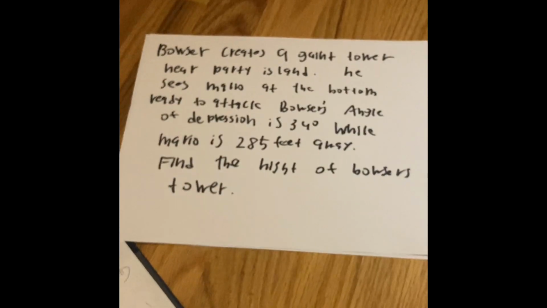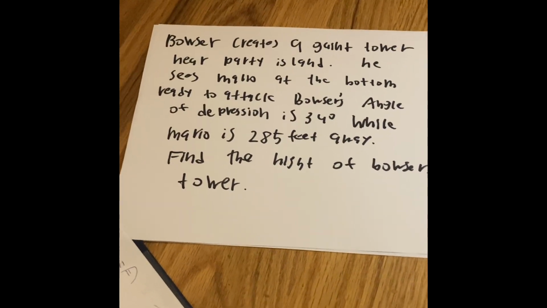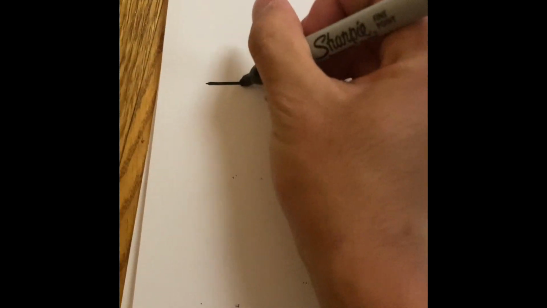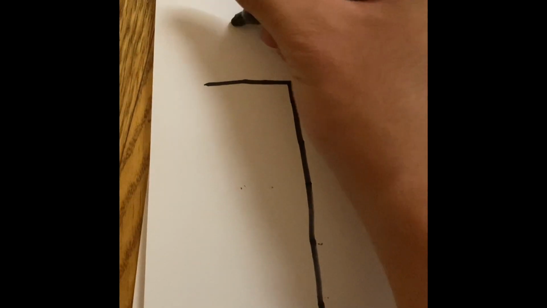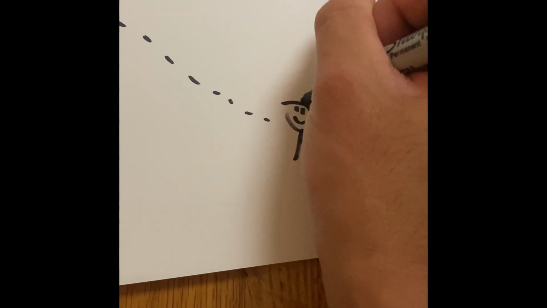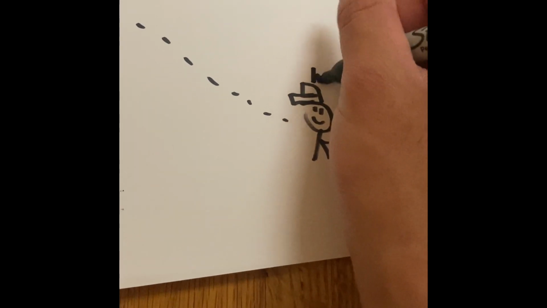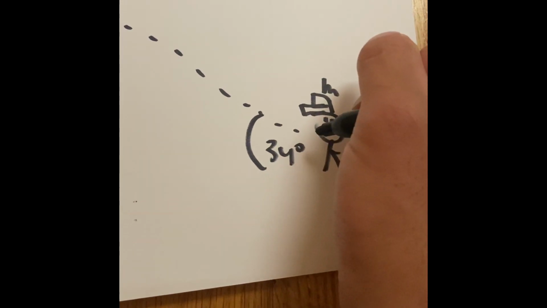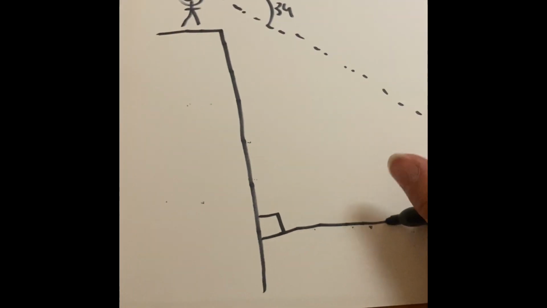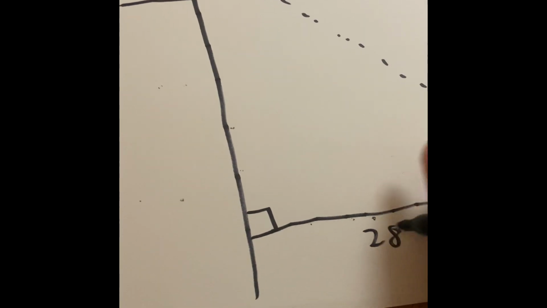So going back to the problem, we still have to do a little bit of the drawing. It says, Bowser creates a giant tower that is near Party Island. If he's on top of that tower, let's say he's right here, he's going to look down 34 degrees. So we're going to make this right here Mario. Let's say this is Mario. This is 34 degrees. If Bowser looks forward, this is also 34 degrees. But also know that this is going to be a right triangle, and the distance from Mario to the tower is going to be 285 feet.